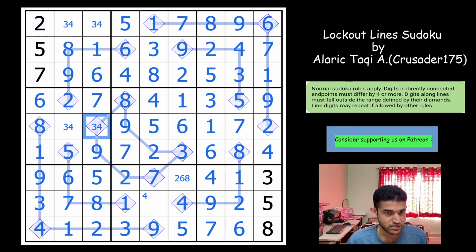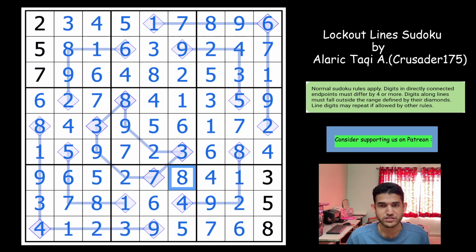That is 3. Reason is it's between these two diamonds. That's a 4, that's a 4, that's a 3. That's a 6, and that's an 8. With that, we have completed this gorgeous Sudoku. I kind of messed up in between, but it was an excellent solve nevertheless.